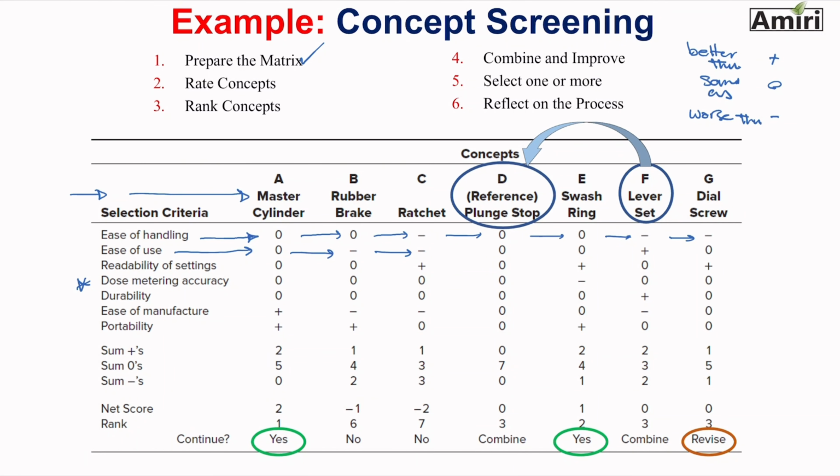Once you do that, that's step 2. Then you start ranking the concepts. You add all the pluses, you add all the zeros, and you add all the negatives or minuses, and then you tally them up and you get a net score. And based on the net score that each concept gets, you get a rank for the concepts.